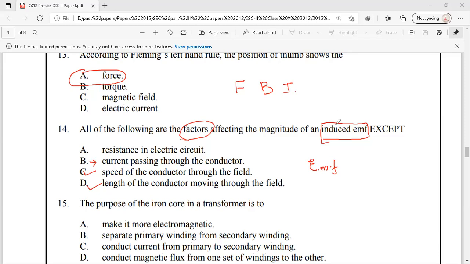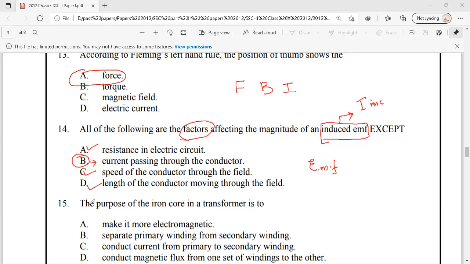So as this process occurs, the electromagnetic induction, it will induce an EMF, and due to this EMF, an induced current will be produced. So the induced current is produced, or the current flows, after this induced EMF. So this is the right answer for this question, option B, because in option A, resistance in the electric circuit, the greater the resistance, the more difficult it will be to induce an EMF through electromagnetic induction.